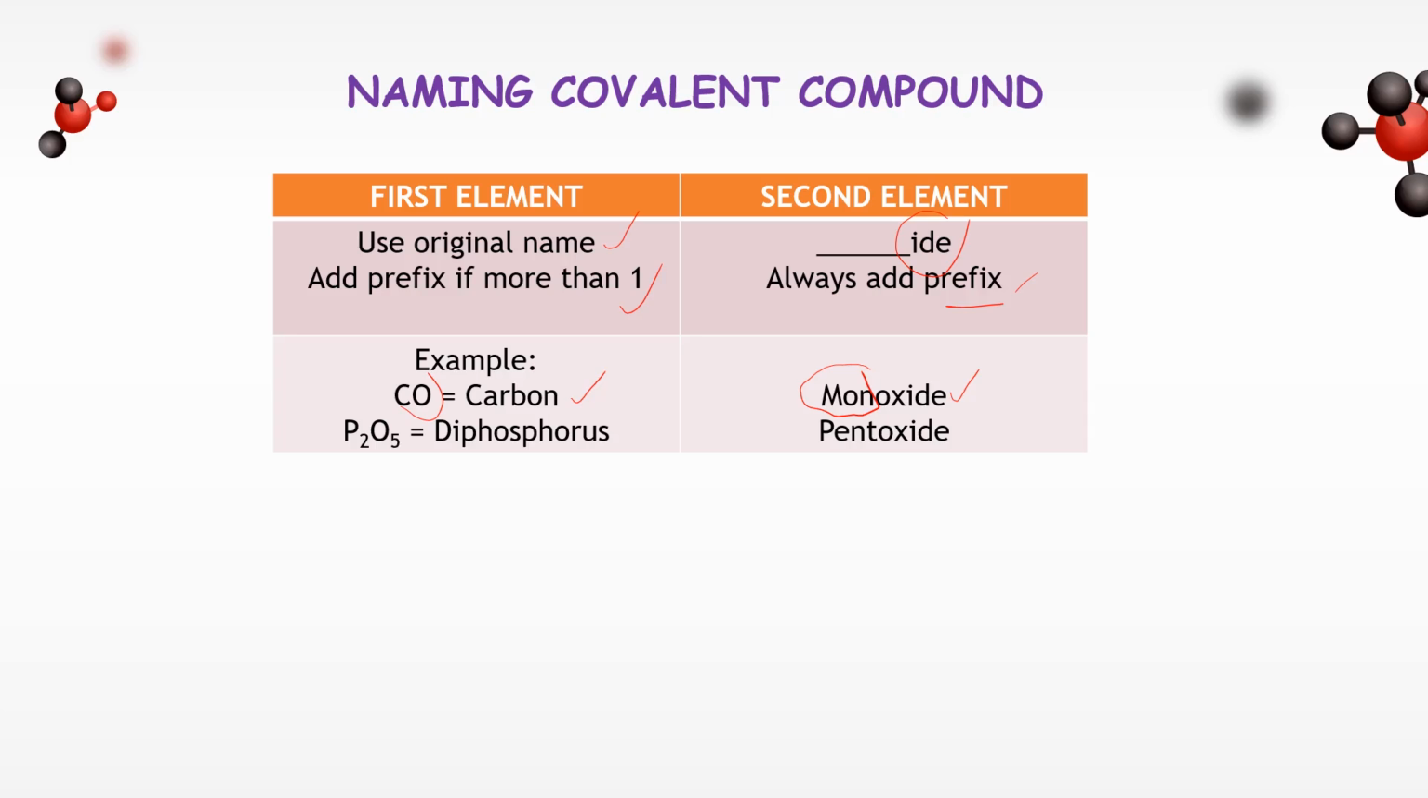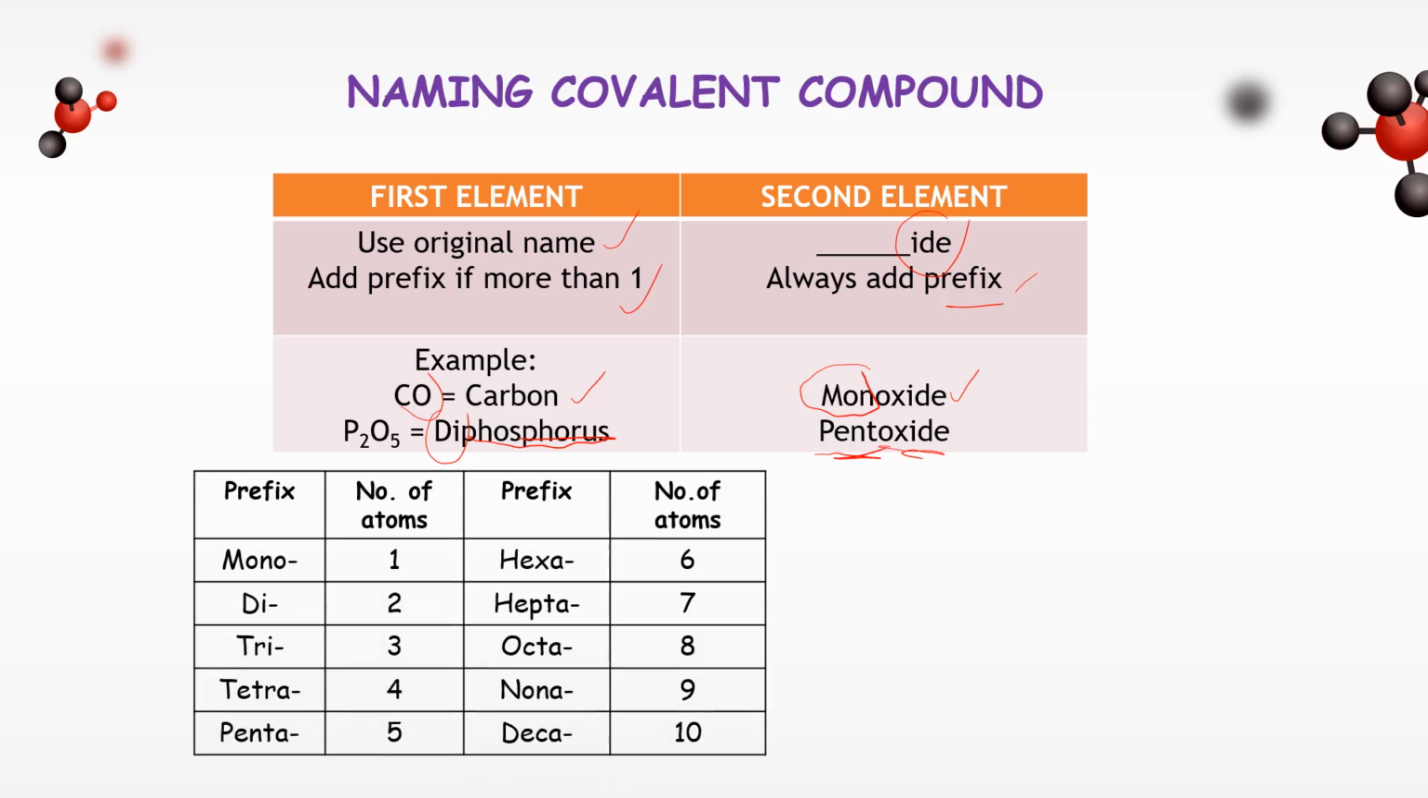So here we have P2O5. The first element is P, phosphorus. Since we have two atoms of phosphorus, we have to add the prefix di, so the name becomes diphosphorus. Here we have oxide, oxygen, but since we have 5 atoms of oxygen, we put pentoxide.